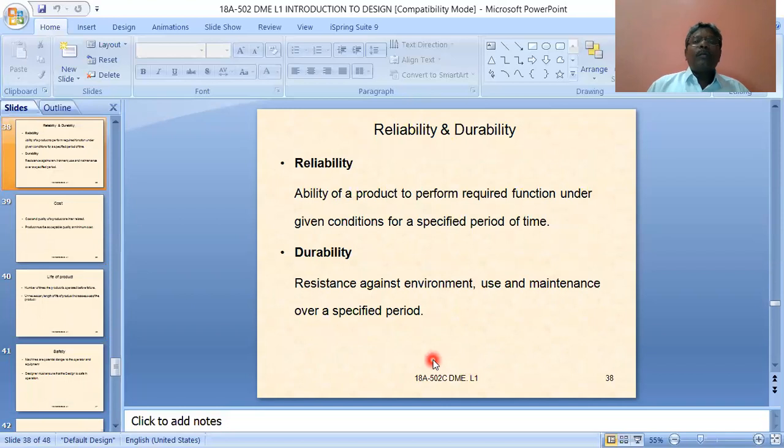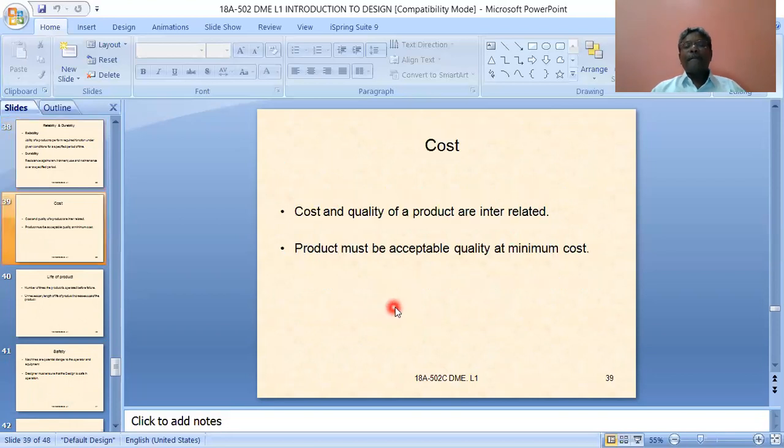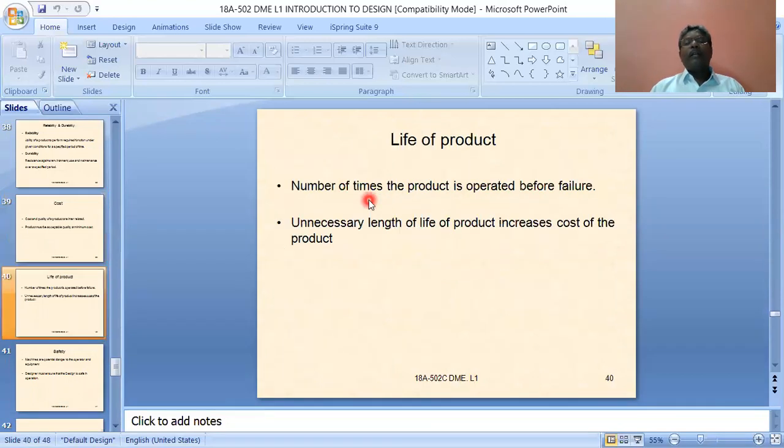Under reliability and durability: reliability is the ability of a product to perform the required function under given conditions for a specified period of time. And durability is the resistance against environment, use, and maintenance over a specified period. Cost and quality of a product are interrelated. The product must be of acceptable quality at minimum cost. And life of a product, the next factor, is the number of times the product is operated before failure. Unnecessary length of life of a product increases the cost of the product.